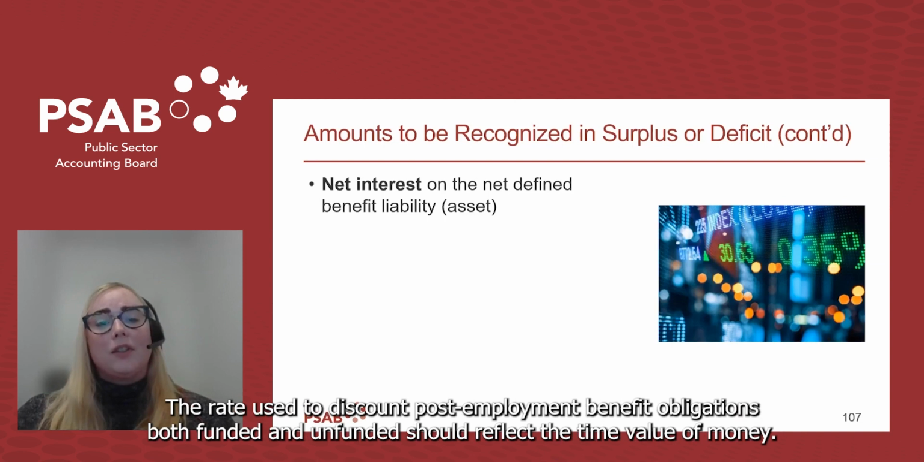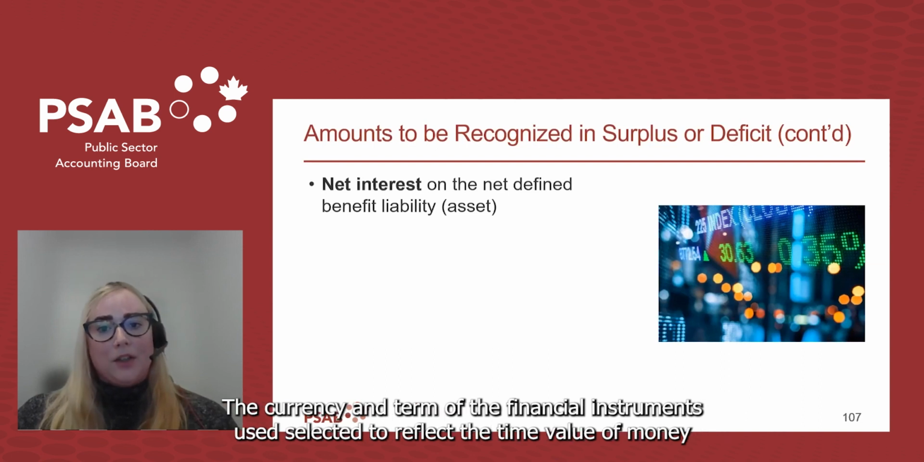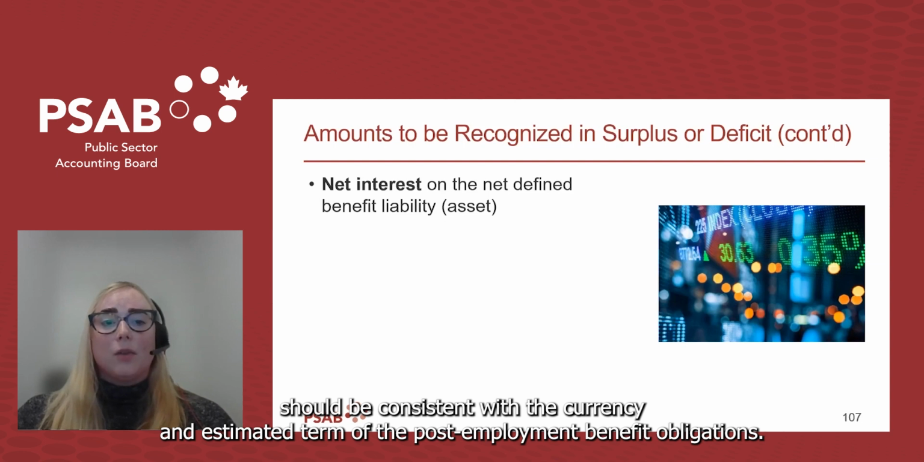The rate used to discount post-employment benefit obligations, both funded and unfunded, should reflect the time value of money. The currency and term of the financial instruments selected to reflect the time value of money should be consistent with the currency and estimated term of the post-employment benefit obligations.